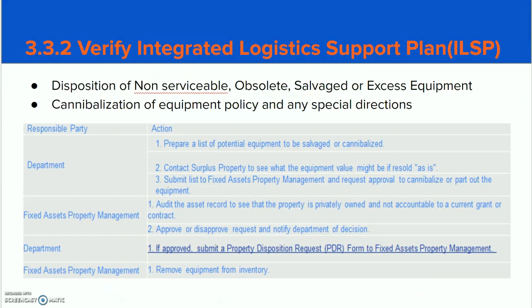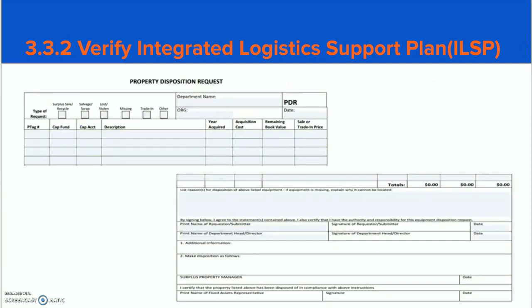For the disposition of non-serviceable, obsolete, salvage, or excess equipment, cannibalization plays an important role for our system as we will need to remove parts from the drone for replace, repair, and/or maintenance. We have put a process in place to document and keep track of cannibalization and removal of equipment from inventory. This is a sample of the template that will be used to document the removal of parts from the drone or removal of equipment from inventory.